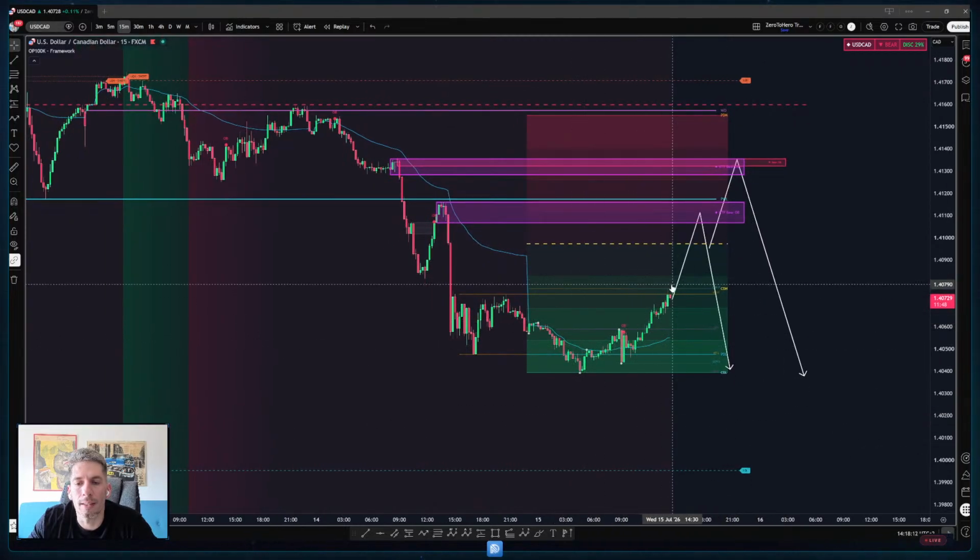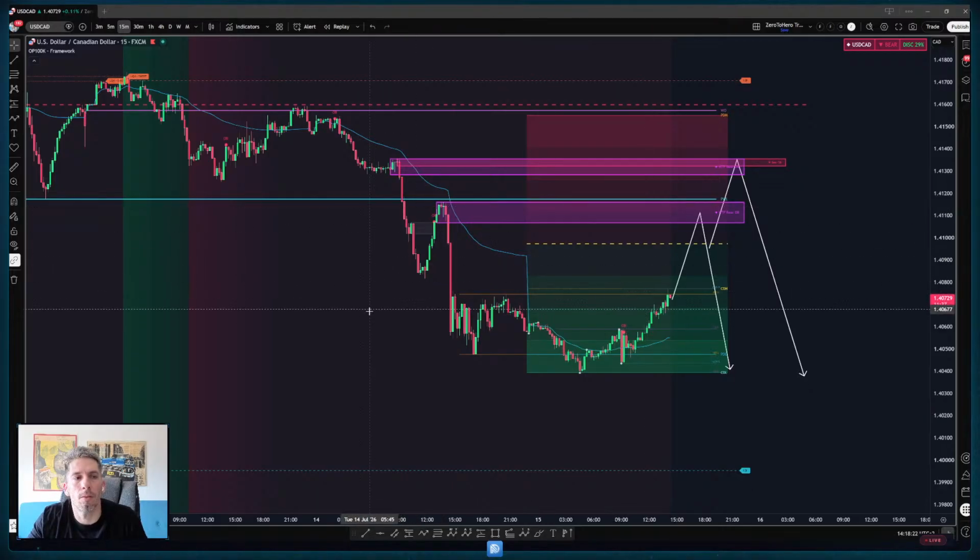Short term, this looked like a trail leg move, so some sort of a flag. But I wouldn't rule out that idea of a test of order blocks here and here before the market turns lower.